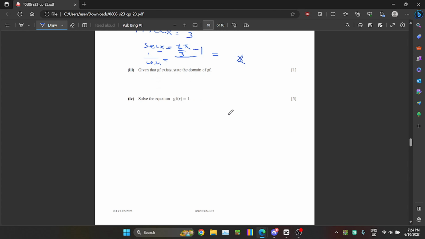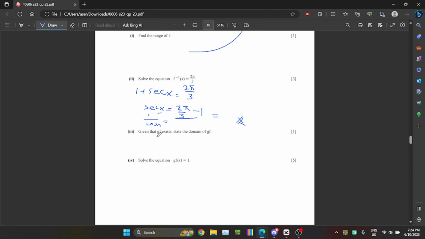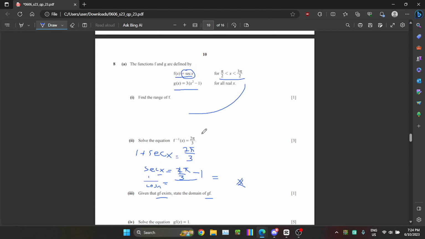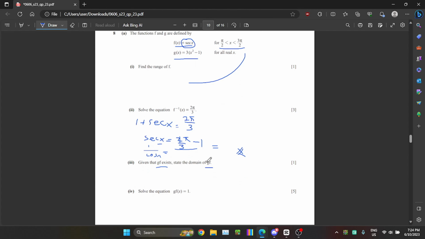My calculator's lagging, that's crazy. GF exists, huh, really? Damn, that's crazy, man. I don't believe it. Find the domain of GF. So domain is the range of the x values. You put f into g first. So instead of x, we're going to put sec squared x, because they want to put f into g. Then minus 1. So 3 sec squared x minus 1. Find the domain of g.